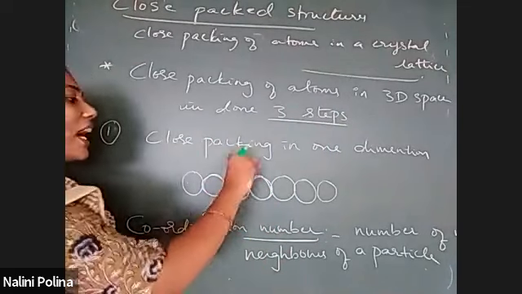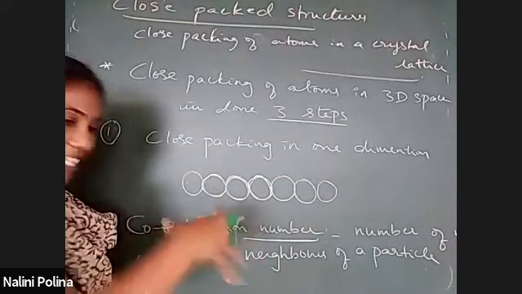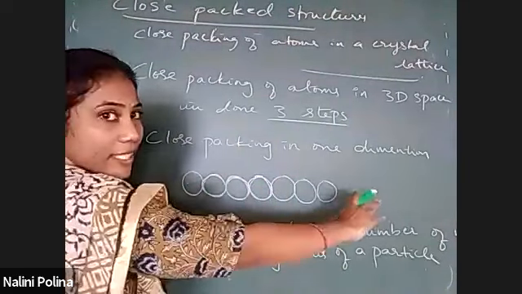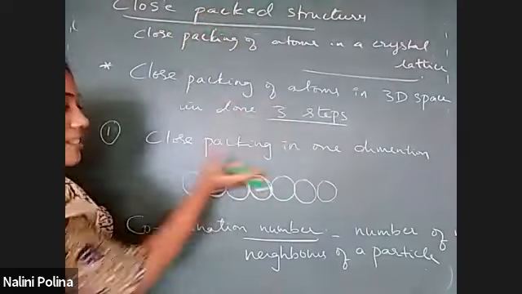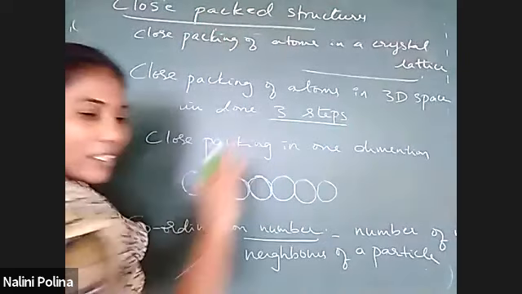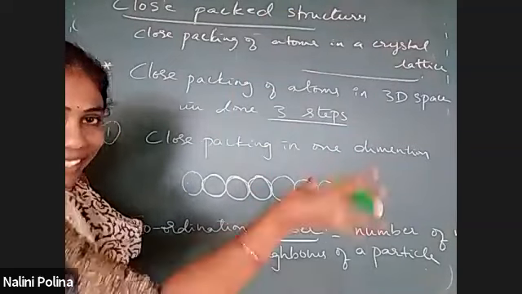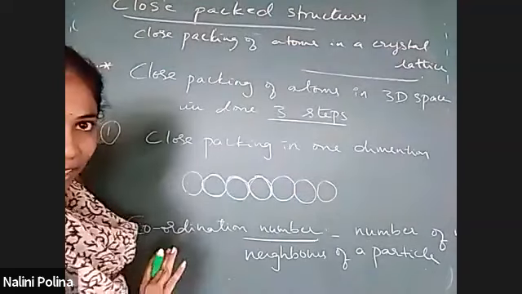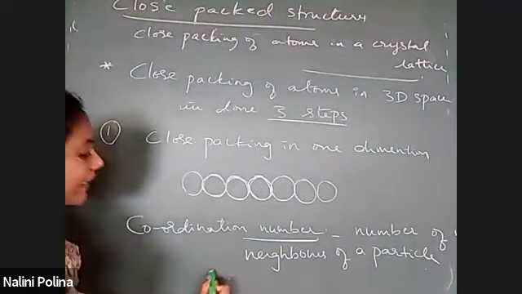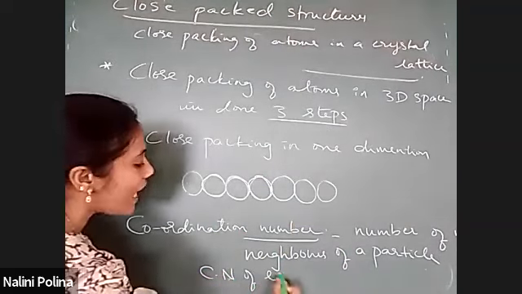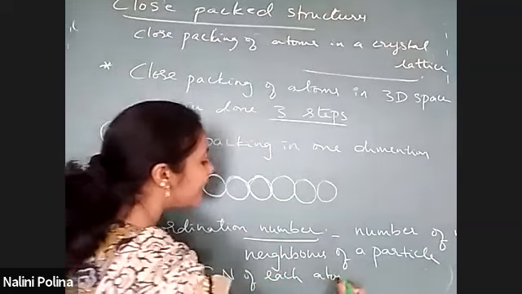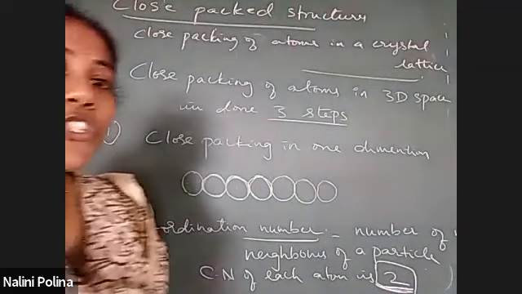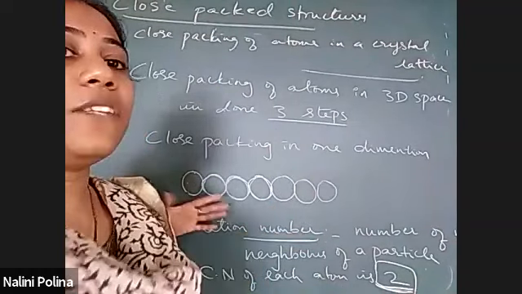1, 2. So if you take any atom, a maximum of 2 atoms can be attached around it, right? I'm talking about one dimension. I have not put layers. We have just started the first layer to fill the crystal lattice, the 3 dimensional space. You will start with one line. We call this a one dimension structure. So in a one dimension structure the coordination number of each atom is 2. This is really very important.